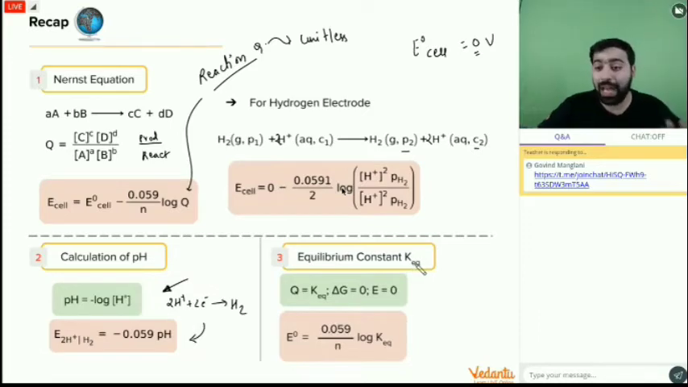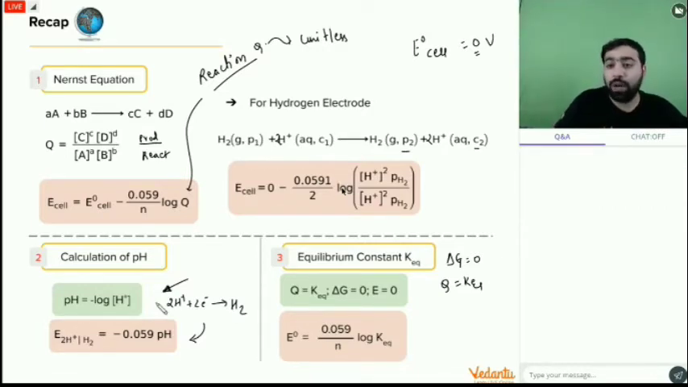Calculation and equilibrium cell. Remember, whenever there is an equilibrium cell, what does delta G become? Delta G becomes 0 and Q becomes equal to K equilibrium. Substitute these values here. E cell tends to 0. We get the formula E naught cell is equal to 0.059 by n log K equilibrium. So this was done in the previous class.